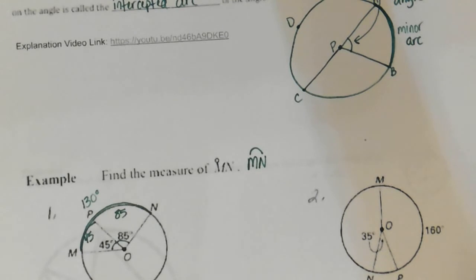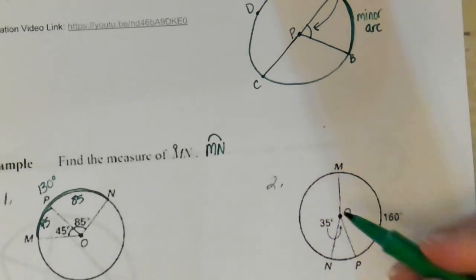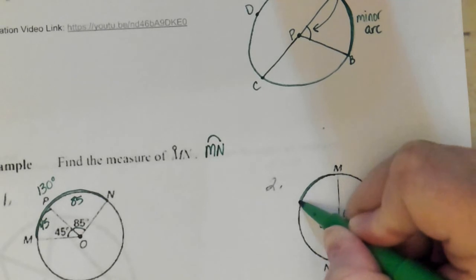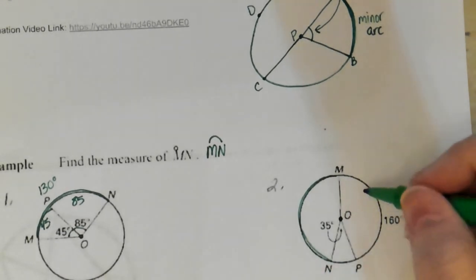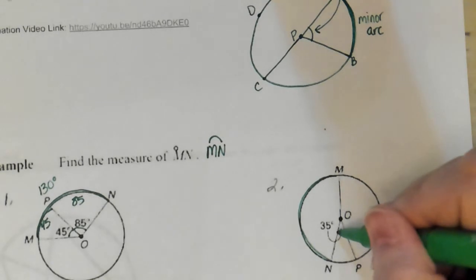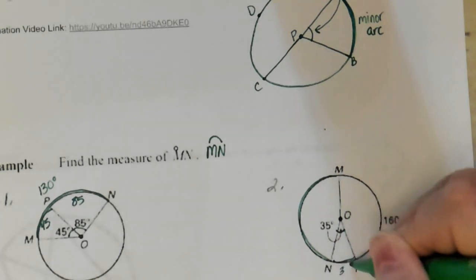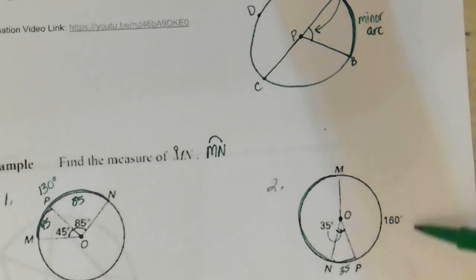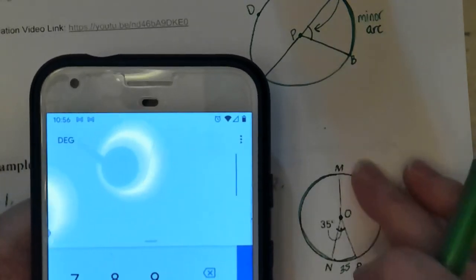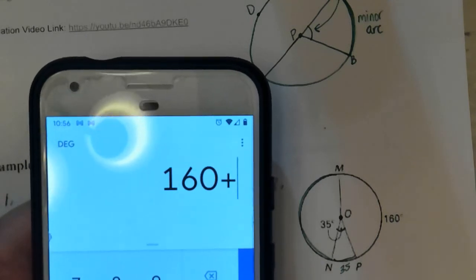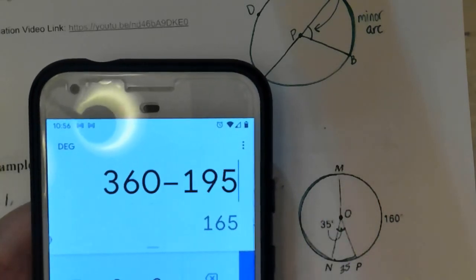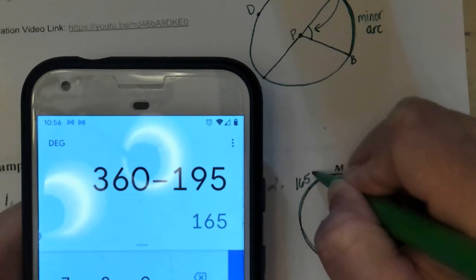All right. This next one, the same kind of thing is happening, but they still want MN. So MN is here. What you know is that over here is 160. They told you that. That's from M to P. This central angle here is 35, which means this piece is 35. Now you know a whole circle is 360. So you add the 160 for this piece, you add the 35 for this piece. That gives you 195. And then you subtract that from 360. So MN is 165 degrees.